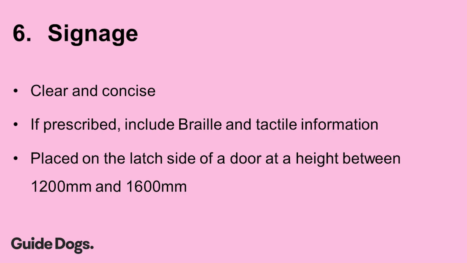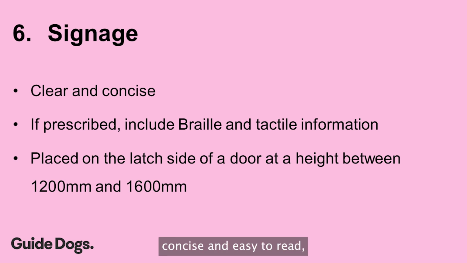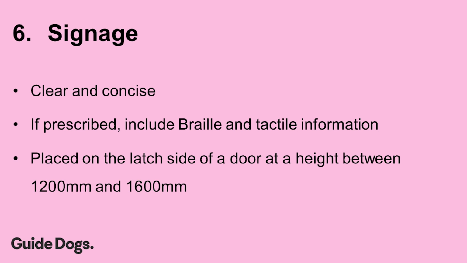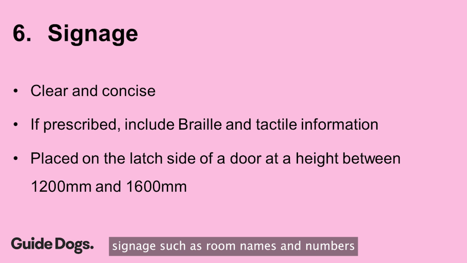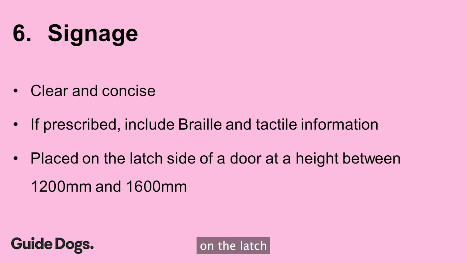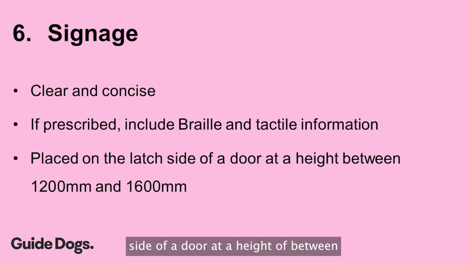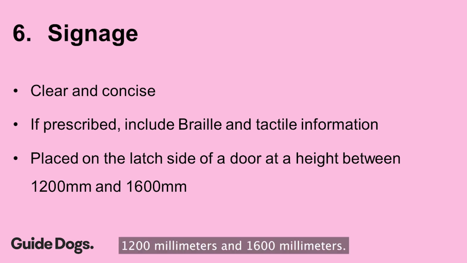Signage. Good signage is clear, concise and easy to read, and if prescribed includes braille and tactile information. Signage such as room names and numbers should be placed on the latch side of a door at a height of between 1200mm and 1600mm.